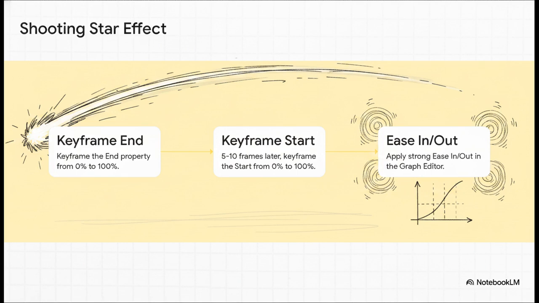Well, that gap dictates the length and speed of the star's tail. A tight gap gives you a tiny, rapid bullet. A wider gap, you get a long, trailing comet. Finally, hit it with a strong ease in and ease out in the graph editor. Suddenly, you've got this brilliant streak of light whipping through the frame.